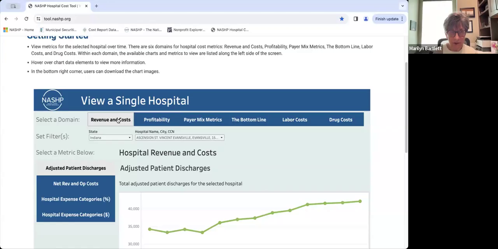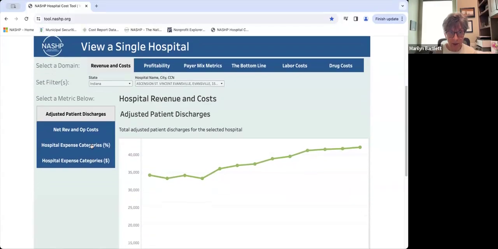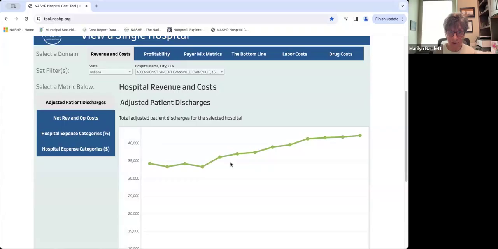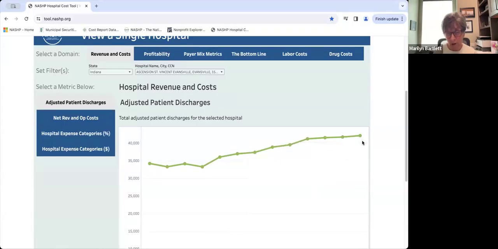And you can see here the different domains, and we're going to do a quick view at all of them. Again, I selected Indiana and I selected Ascension in Evansville. And the different metrics, so first we'll look at adjusted patient discharges. They've seen discharges go up. That would mean probably more volume coming in because adjusted patient discharges is calculated to estimate the inpatient, outpatient together.